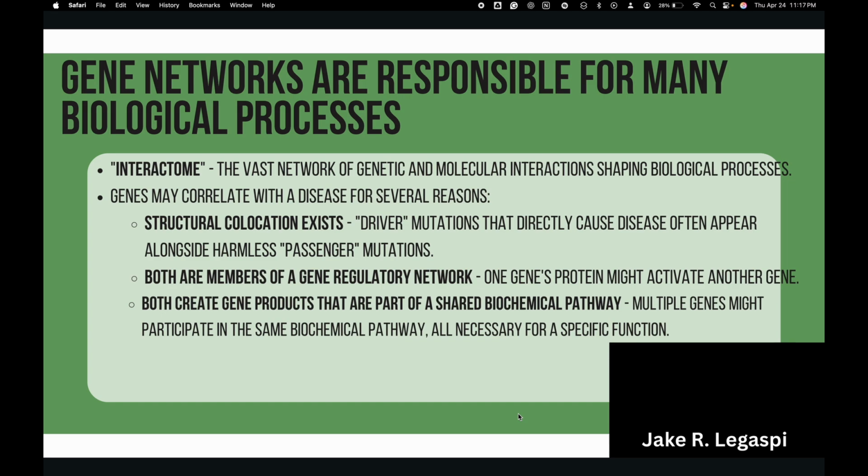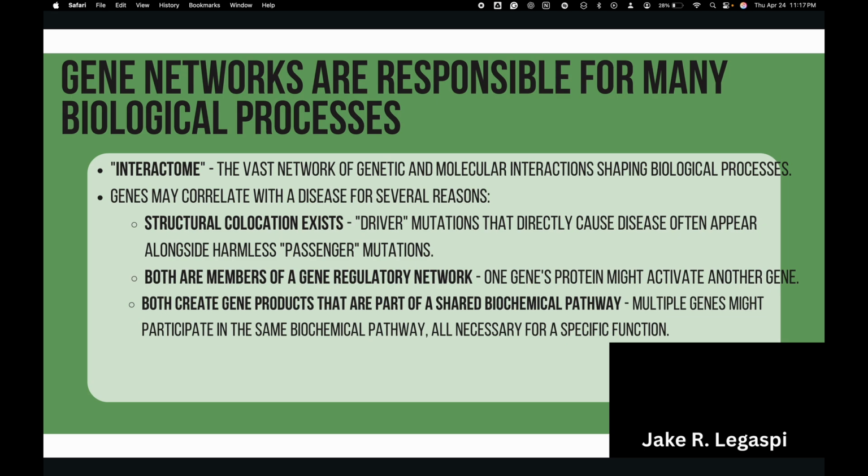While we sometimes identify single genes responsible for diseases, the reality is far more complex. Genes rarely work alone. Scientists now study what we call the interactome, the vast network of genetic and molecular interactions shaping biological processes. When studying disease, we often find numerous genes associated with a single condition. The challenge lies in understanding each gene's specific contribution.